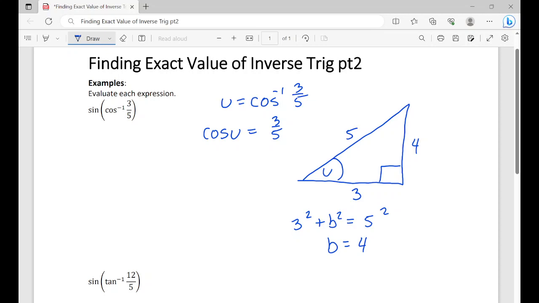Well, it's all well and good, but how does that actually help? Simple. Arc cosine of 3/5 is equal to u. So sine u, and this is the right triangle with the angle u. Sine is just opposite over hypotenuse. So sine u equals 4/5. And that's my expression evaluated.